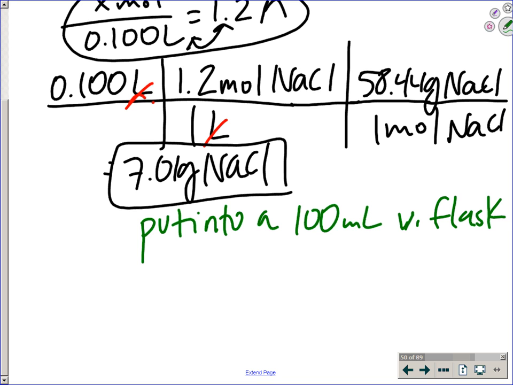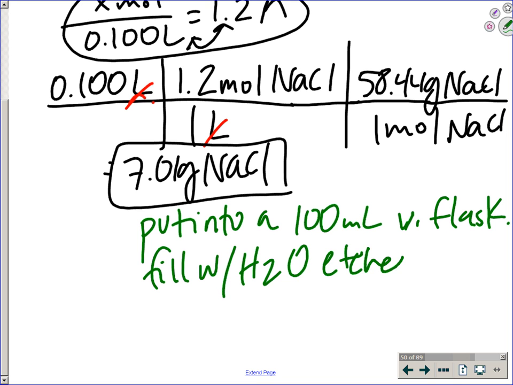Okay. Fill with water to, I'm going to just keep saying etched line because I think you'll see it when you look at it on the volumetric flask a little bit better. Very good. Same exact process. What's the only thing that we will ever change in the how process? From problem to problem to problem, it's the only thing that will change.